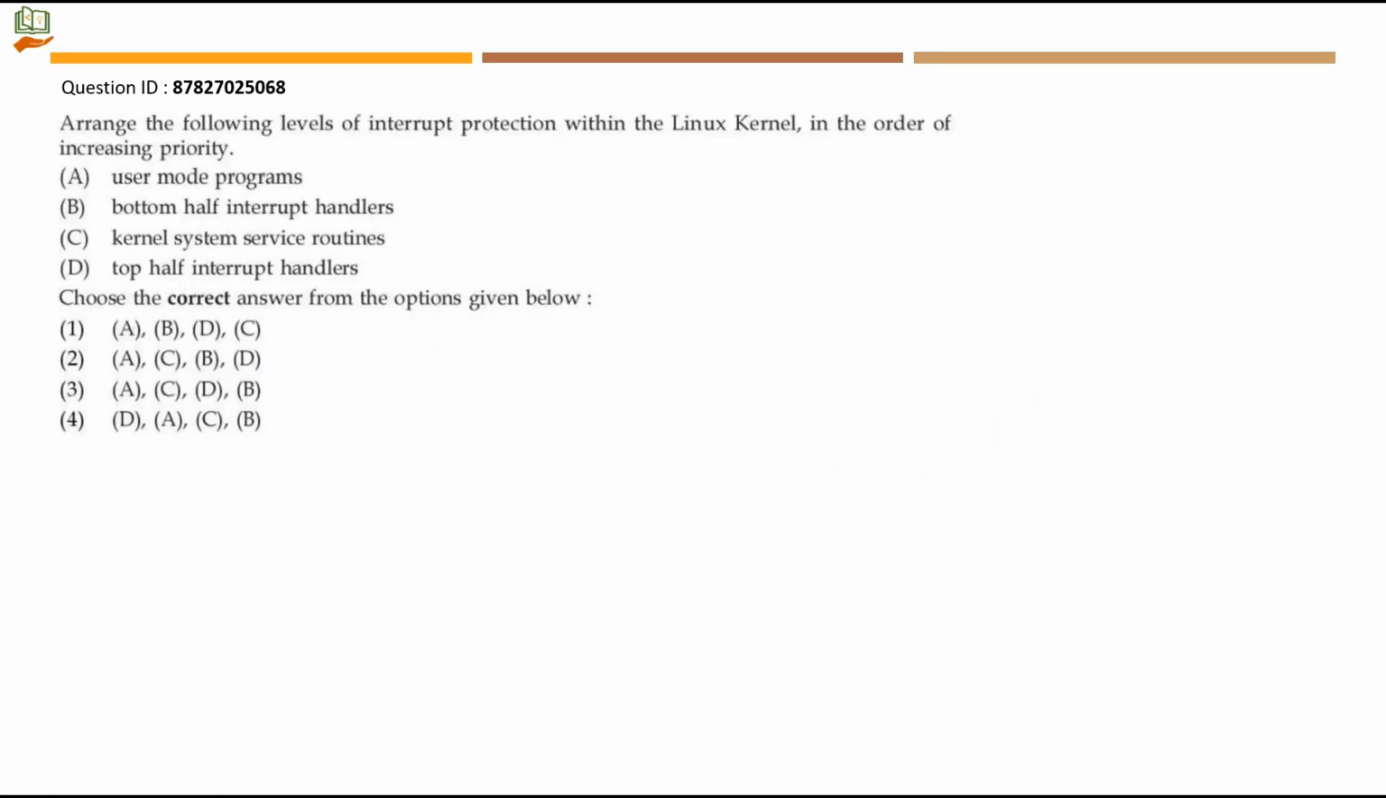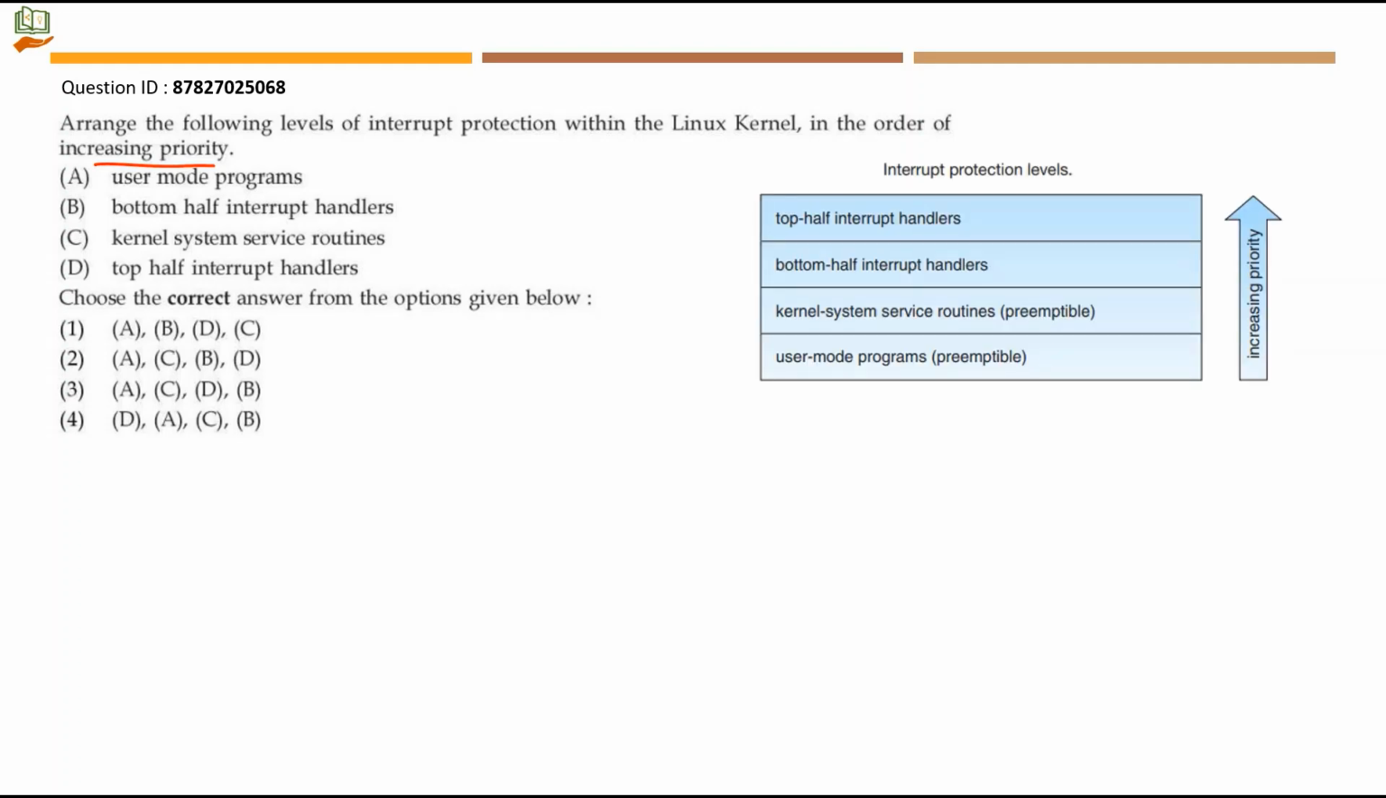Next question. Arrange the following levels of interrupt protection within the Linux kernel in the order of increasing priority. So let's see a diagram. It's about the interrupt protection levels and the increasing priority is from bottom to top. So which is having the least priority? User mode programs. They are preemptible. Preempting is allowing another one to execute when something is getting executed. Non-preempting means until the process that is executing is going to be completed, it will never allow others to interfere. So user mode programs take the least priority.